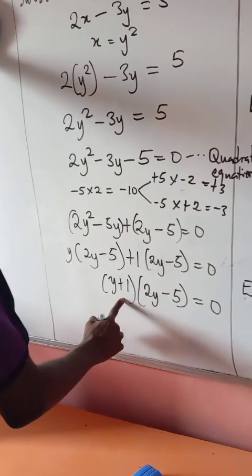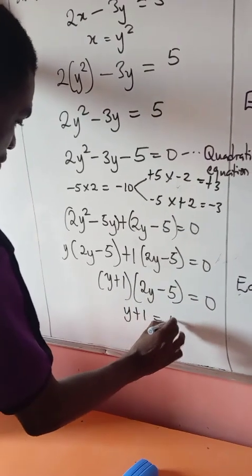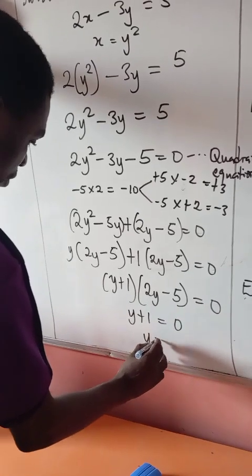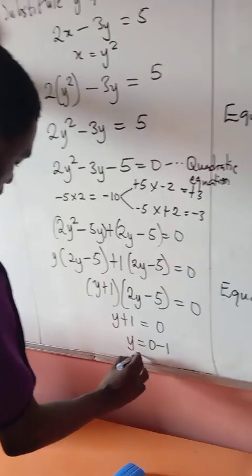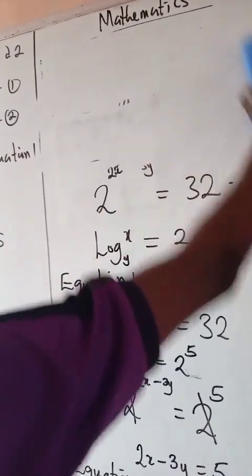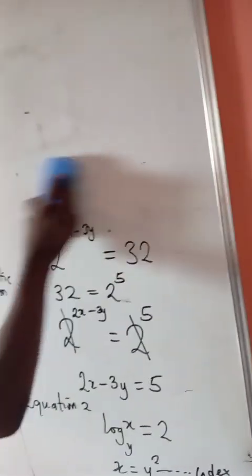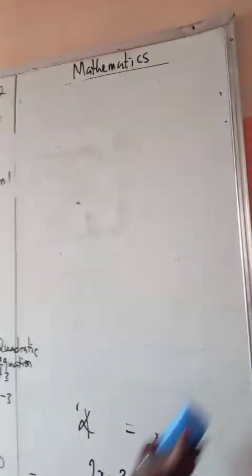Then I will equate each of these brackets to 0. y plus 1 is equal to 0, then y is equal to 0 minus 1. All right, so therefore y is equal to negative 1. That's the first value of y from here.